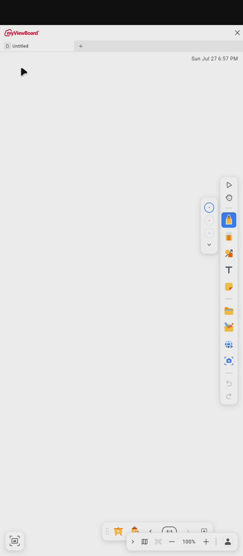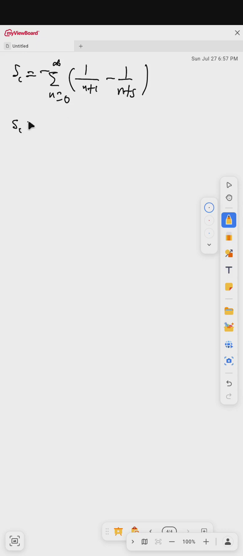Okay, so we have S1 equal negative summation of n from 0 to infinity of 1 over (n plus 1) minus 1 over (n plus 5). Let's move. By substituting the values of n starting from 0 to infinity, this is what we're going to have. We're going to have S1 equal negative, then into bracket, to substitute n to be 0, we're going to have 1 over 1.